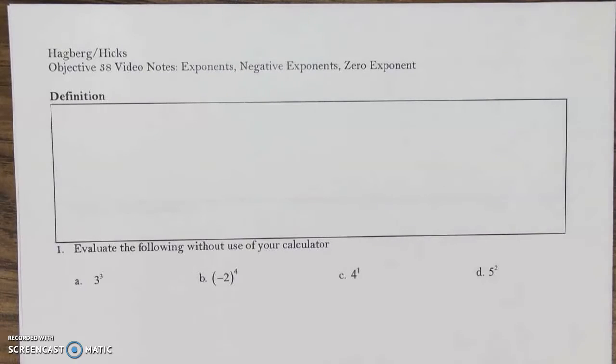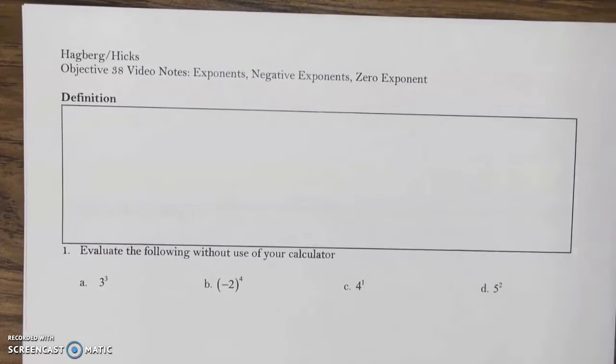We begin our next unit G that talks about exponentials and polynomials with objective 38. Objective 38 talks about exponents, negative exponents, and the zero exponent. Let's begin by defining what an exponent is.